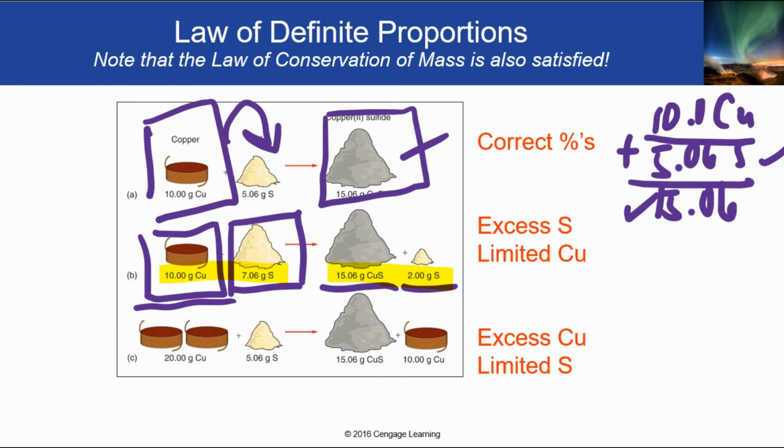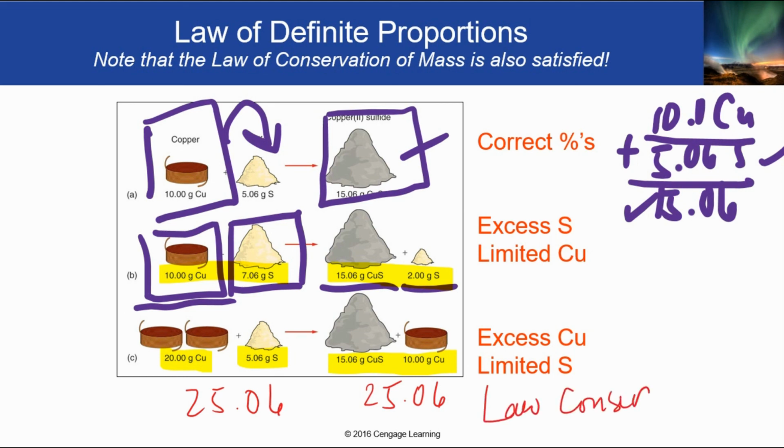How about this sa ating huling example? Pareho ba sila ng mass? This is, so if you add this is 15.06 grams plus 10.00 grams, ang nakuha natin ay 25.06. Dapat 25.06 yung pinanggalingan niya. So, check natin. 20 plus 5.06. So, we have 25.06. So, conservation of mass. Law of conservation of mass.